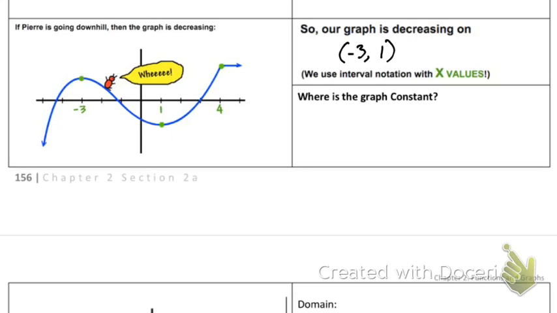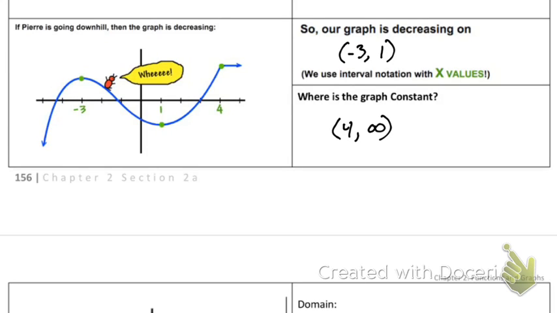Finally, when Pierre is just walking straight, he's not going up or down, we have constant. So from here to infinity, Pierre will be walking a straight line. He starts walking constant at 4, and he has to keep doing that for the rest of his short ant life. So we have 4 to infinity for that constant. That is increasing, decreasing, and constant.